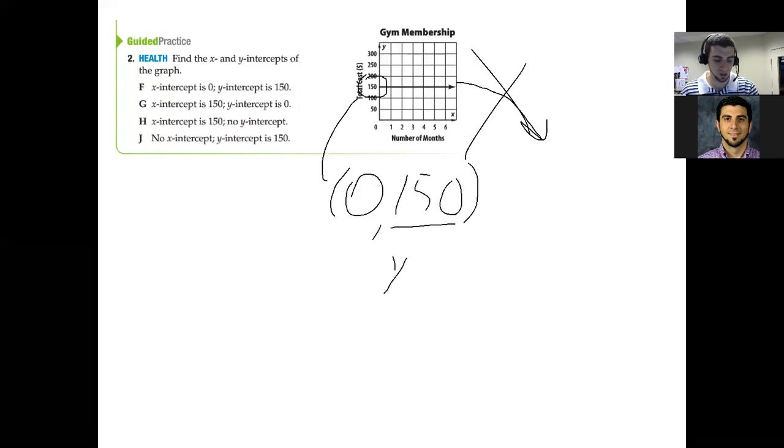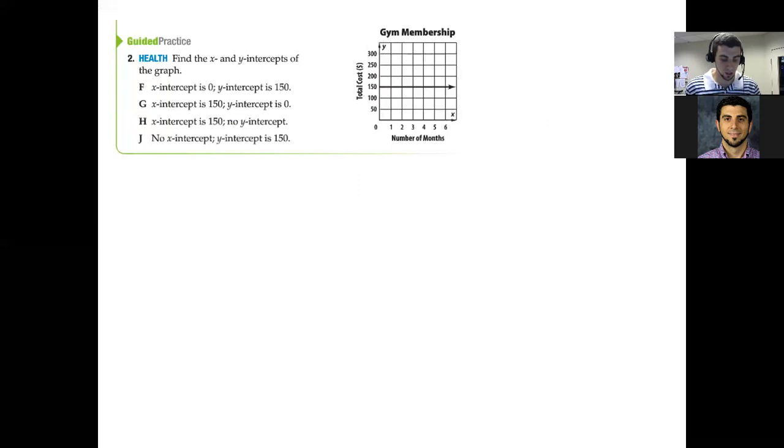So 150 is the y-intercept. And it doesn't cross the x-axis, so there is no x-intercept. So that would be choice J. No x-intercept and a y-intercept is 150. And I think this is a good place to bring up an important point.